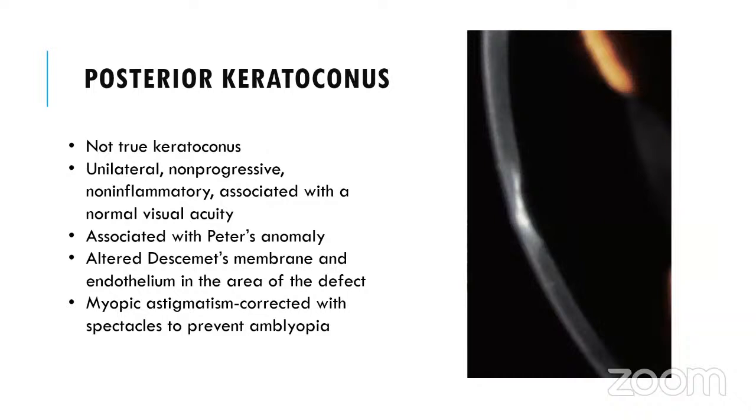Posterior keratoconus is not a true keratoconus. It is usually unilateral, non-progressive, non-inflammatory, associated with normal visual acuity, and associated with Peters anomaly. Altered Descemet's membrane and endothelium in the area of the defect can be seen. Myopic astigmatism can be corrected with spectacles to prevent amblyopia.